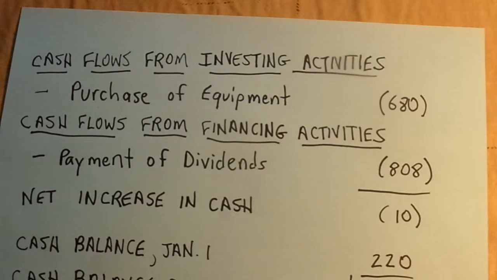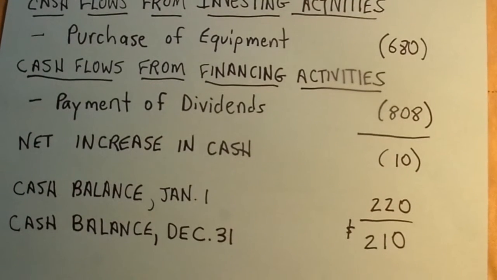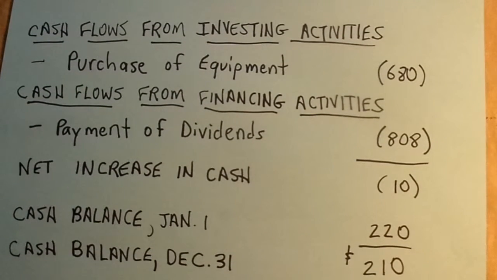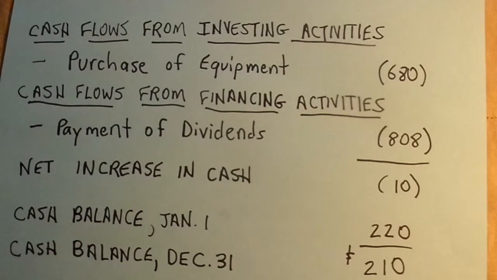Cash flows from investing activities is merely the $680 that we talked about earlier in the other facts. Cash flows from financing activities is merely the payment of dividends of $808. Both of these are negatives: the purchase of equipment and the payment of dividends, because they're both money going out.